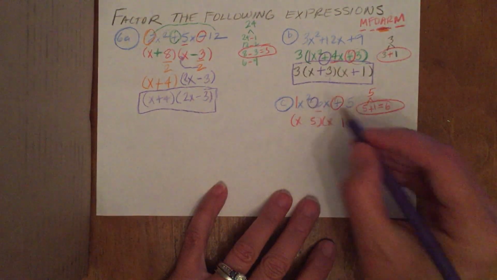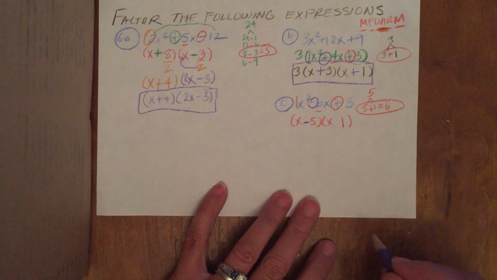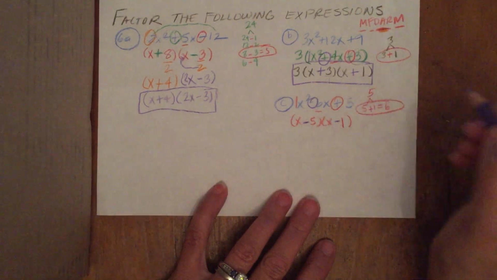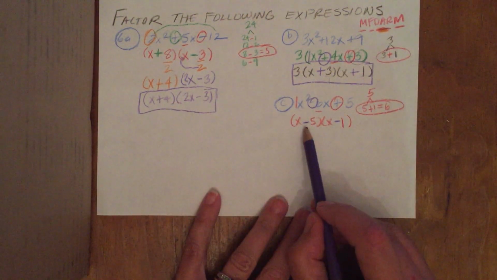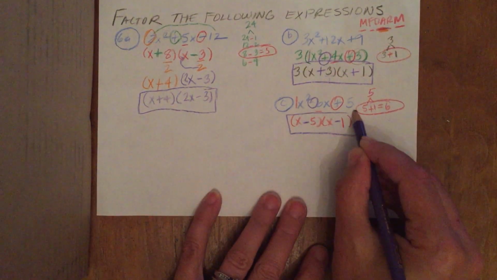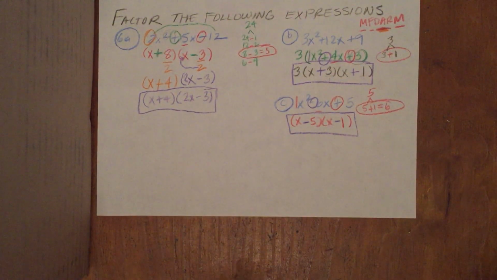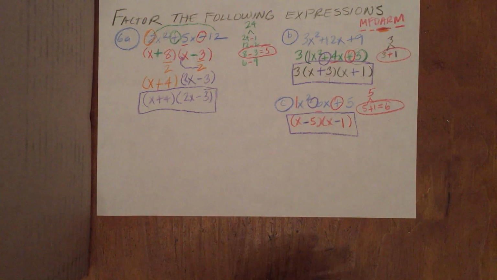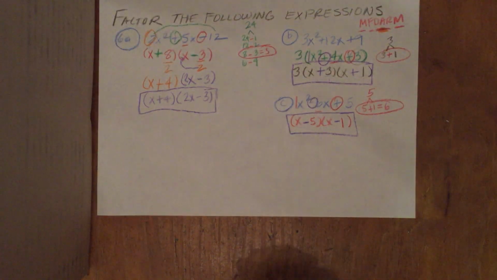And then I'm going to just look at my B term. It's negative. I need negative 6. So the 5 has to be negative. And since this one's positive, it's got to be a negative times a negative, which also works because negative 5 and negative 1 gives you negative 6. So there is your answer. So that is how you factor the quadratic expressions using MFDARM or just the regular factoring method.